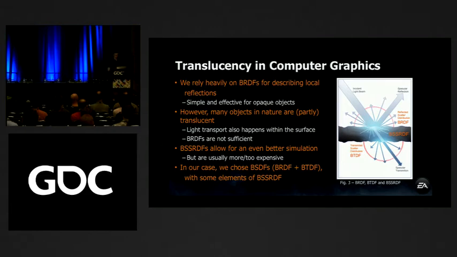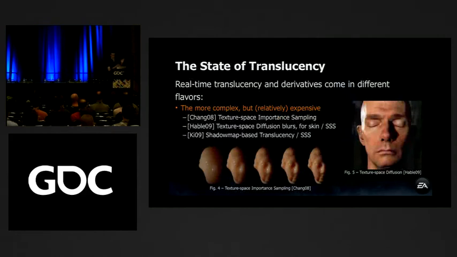So this is why we have more complex models like BSSRDFs. Unfortunately, in order to simulate these new models in real time, you need a significant investment in resources, in regards to performance, computation or memory. So our technique tries to blend or take some elements from both: the fast BRDFs and some elements of BSSRDF.